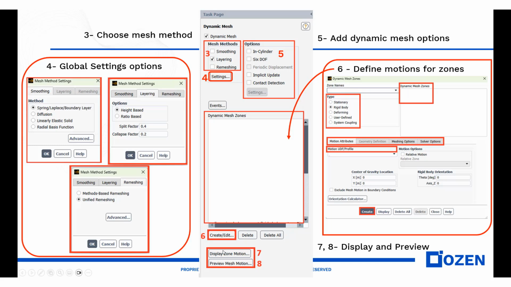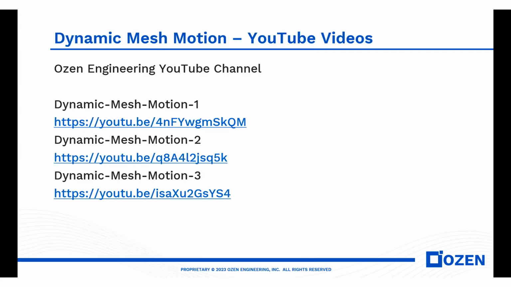And then we can use display and preview of the mesh before starting the simulation, to be sure that the motion is the way we like it, and we don't see lots of unwanted distortion of the mesh elements. We have some videos about setting up the dynamic mesh motion in Fluent. Please visit the Ozen Engineering YouTube channel and look for these videos, where I walk you step by step through how to set up a domain appropriate for a mesh motion, and then the step-by-step setup in Fluent to assign the mesh motion and preview it.